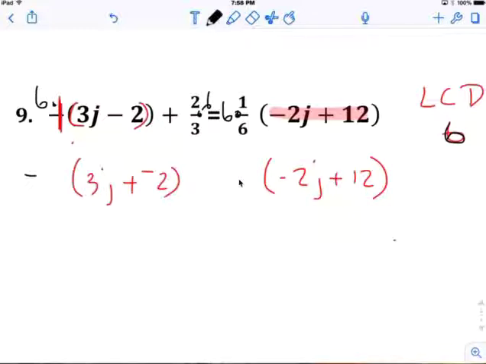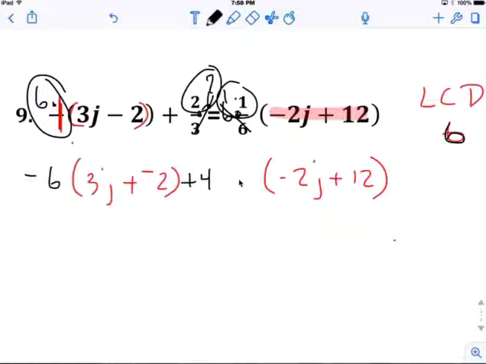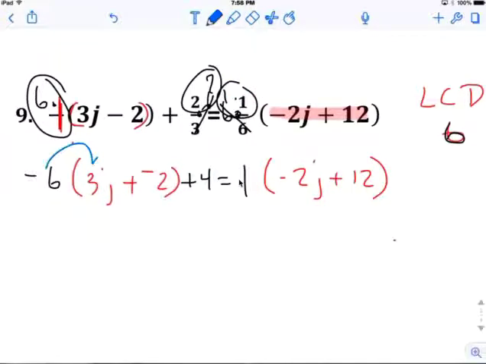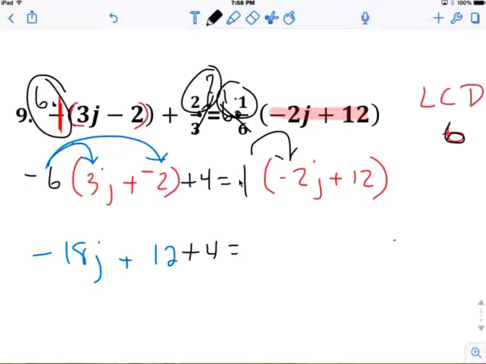Okay? Get -6 here. Cross cancel. Get 4 here. Cross cancel. You get 1 there. Like that. Distribute -6 to here. You get -18j plus 12. Okay, bring down that 4 equals to this -2j plus this 12.